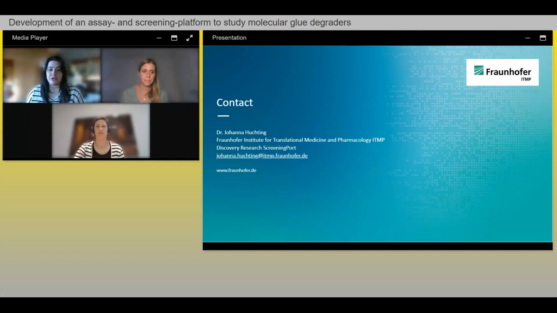Our first question is for you, Melanie. It says, how much time does the HTRF take in comparison to a Western blot?